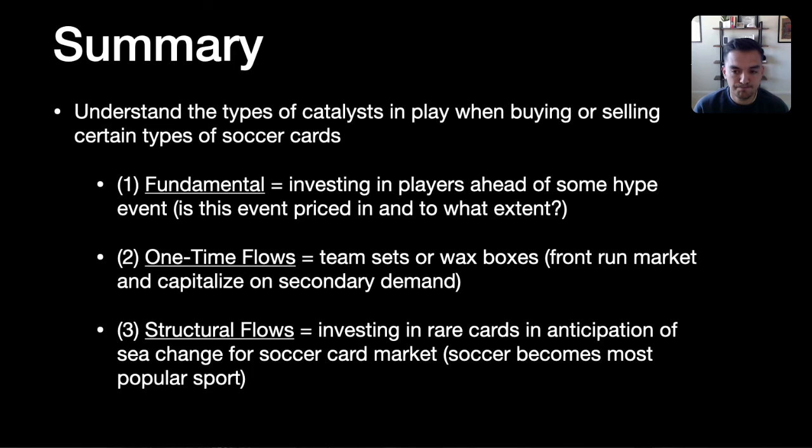One-time flow catalysts are like team sets or wax boxes, where you basically have to front run the market and capitalize on secondary demand. You have to get in there, buy the limited edition team set, and then flip it on the secondary market. Obviously, some of that demand is priced in, because we saw the PSG set boxes sold for over $10,000. People were able to flip them for double, which is a great return. So you could say half the market demand or so was priced into those. And then the third catalyst is structural flow catalysts, which have the longest time horizon and are also the hardest to price in.